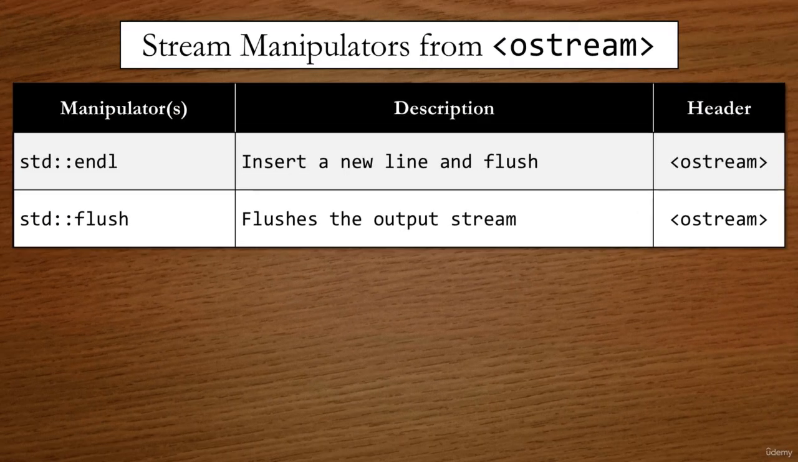For this wrap-up, I've prepared some tables on the manipulators organized by the particular header. So in this example, we have the stream manipulators from the ostream, starting off with endl and flush. endl, of course, is going to insert a new line and flush, whereas flush is only going to flush the output stream. It's not going to insert the new line.